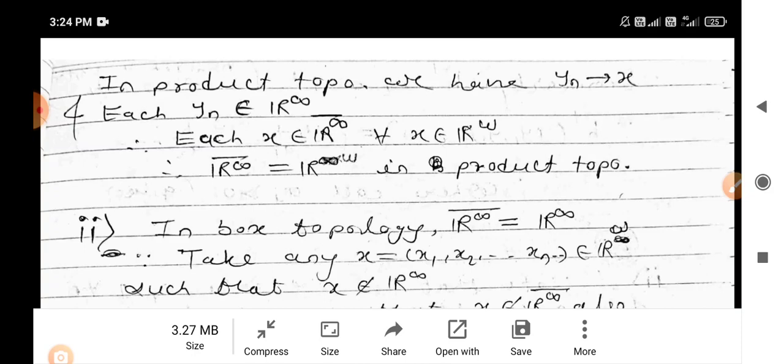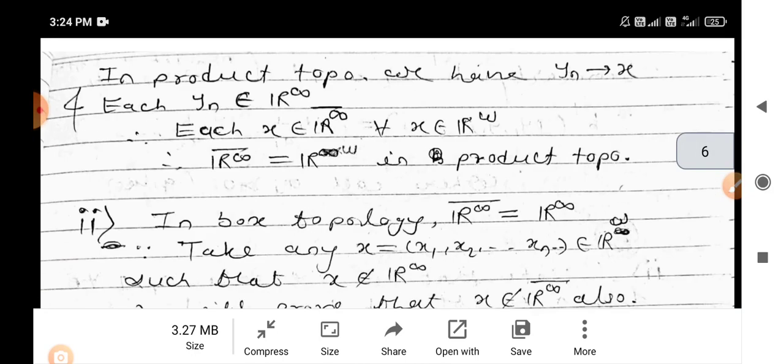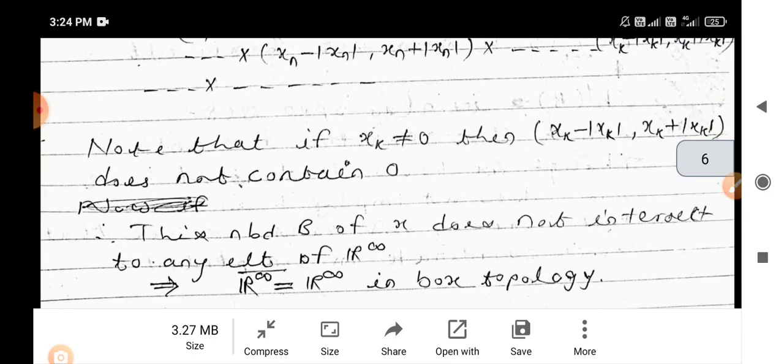Remember the statement, that is the closure of R infinity is R omega in product topology. Now what is the closure of R infinity in box topology? Now in box topology we have infinite points. So here is the proof. In box topology the closure of R infinity is R infinity.